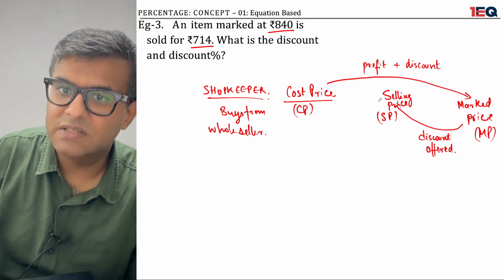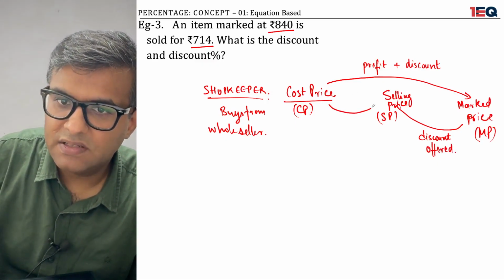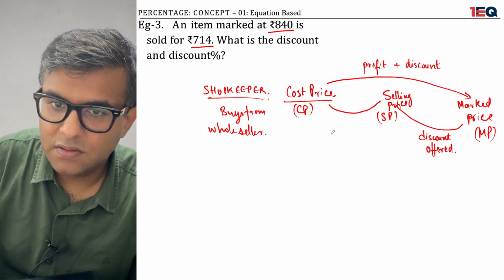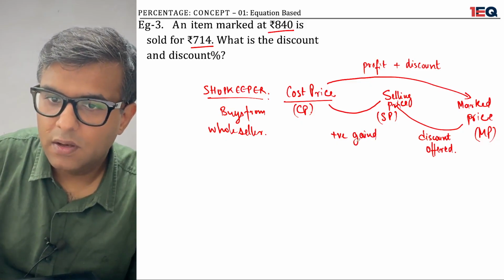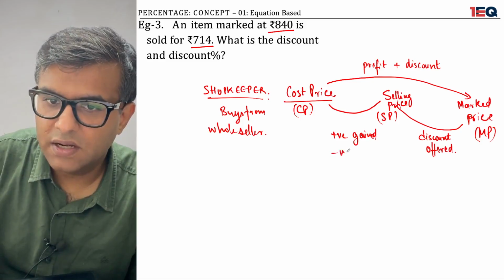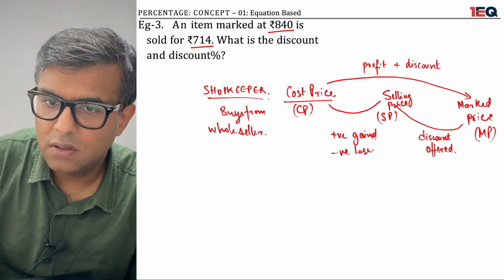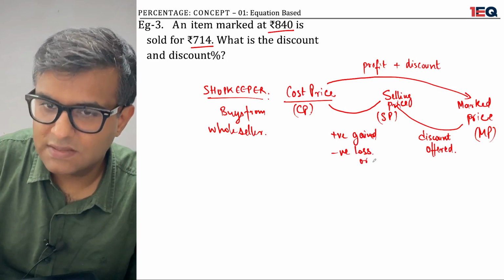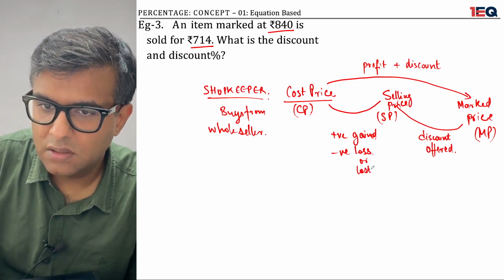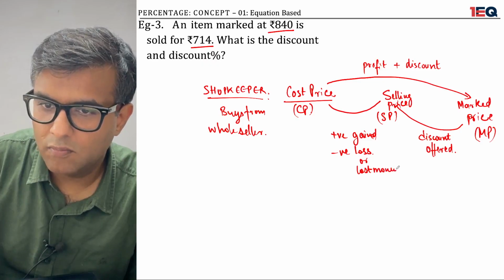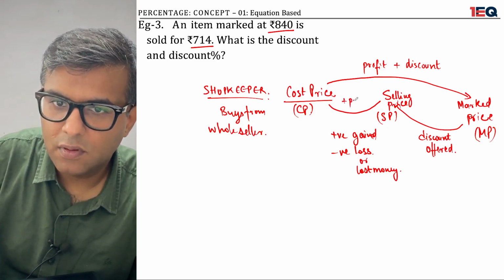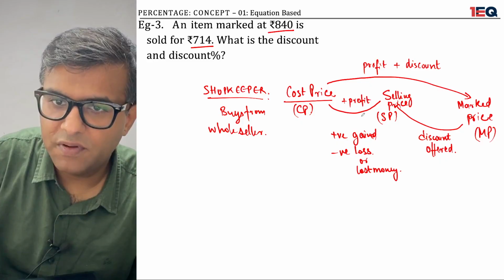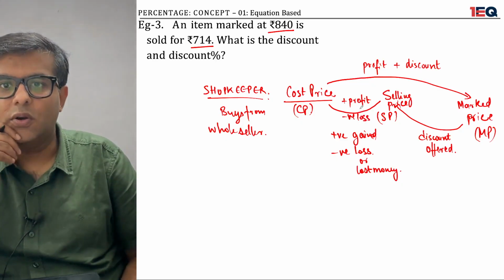And the difference between the cost price and the selling price, if it is positive, he has gained. If it is negative, he has incurred a loss, or he has lost money. If he has gained, positive is profit, negative is loss. I've rewritten whatever I wanted to talk about.